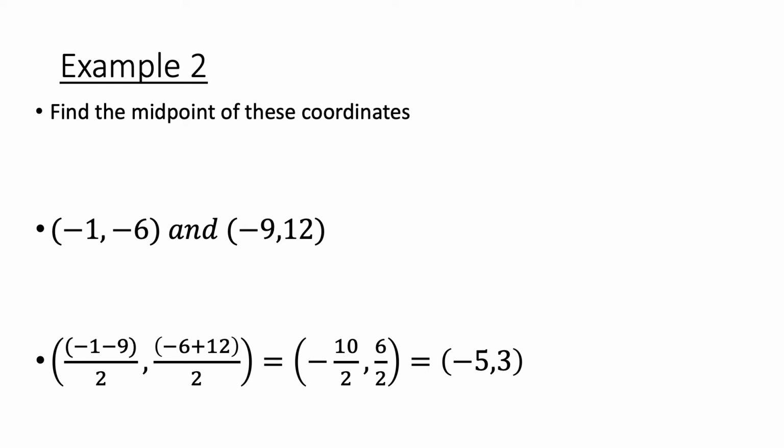So remember that you are always adding your x components together and then dividing by 2 for your x midpoint coordinate, and then the y ones correspondingly. So these two added together divided by 2, and then these two added together divided by 2, to work out the corresponding x and y.